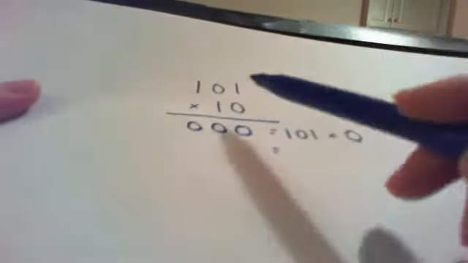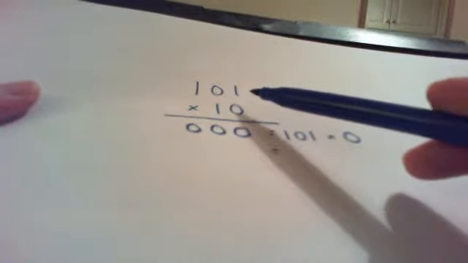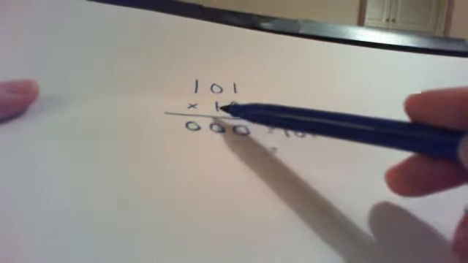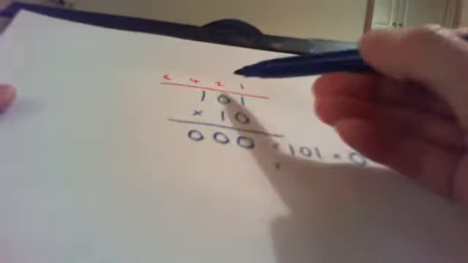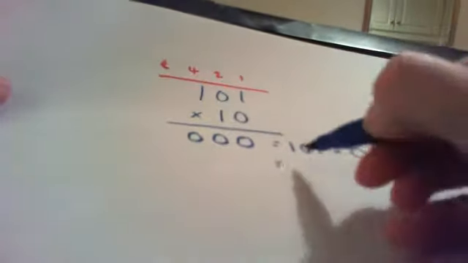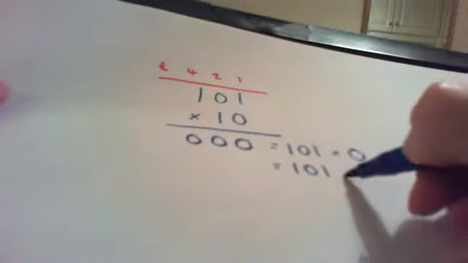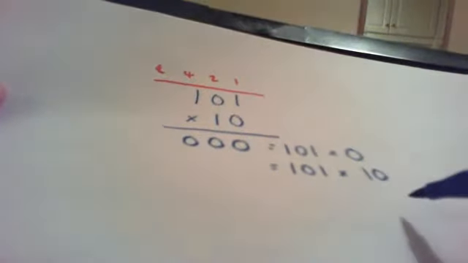Now what do I need to do? I need to times 1 by 101, and then 101 by 2. Remember, 10 is 2. Let's remind ourselves of that: 1, 2, 4, 8. It's 10 because 10 is 2. So 1, 0, 1 times by 2.